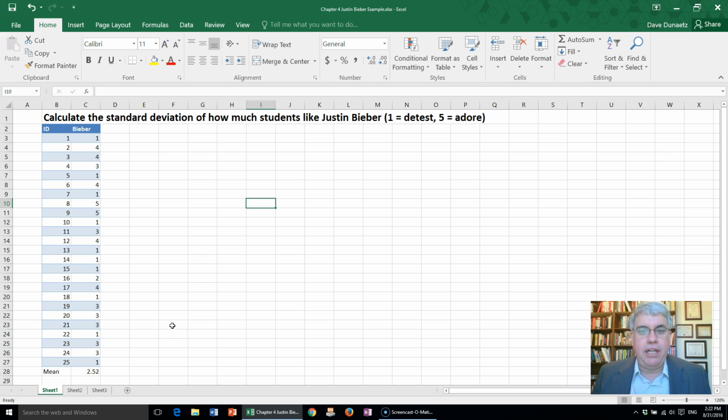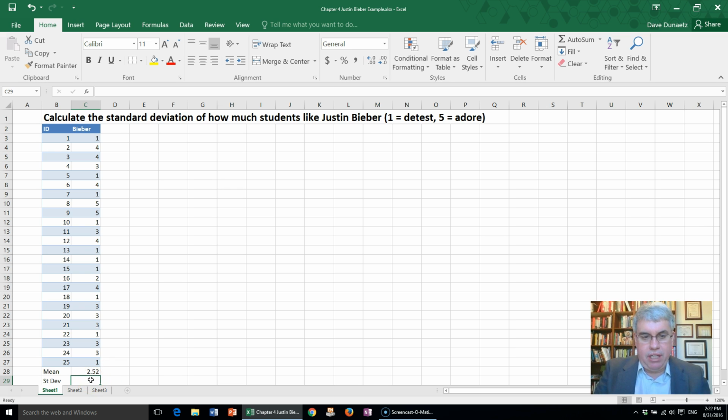Now, we're going to look at the standard deviation. Remember, the standard deviation is a measure of how close scores are or how far apart scores are. And the bigger the standard deviation, that means the farther apart the scores are. So let's label this. Let's call it a standard deviation there. And we're going to go into a cell where we want them.